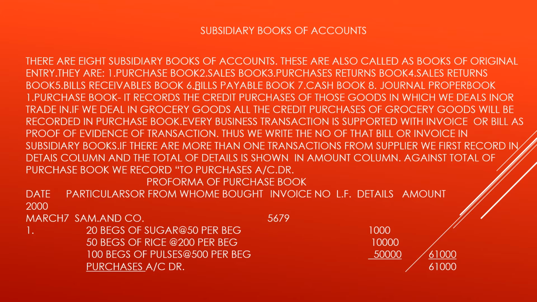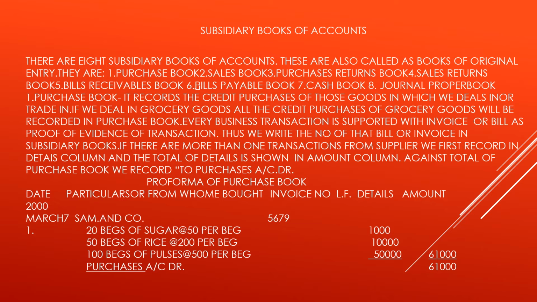Every business transaction is supported with invoice or bill as proof of evidence of transactions. Thus, we write the number of that bill or invoice in subsidiary books. If there are more than one transaction from supplier, we first record in details column and the total of detail is shown in amount column. Against total of purchase book, we record to purchases account debit.